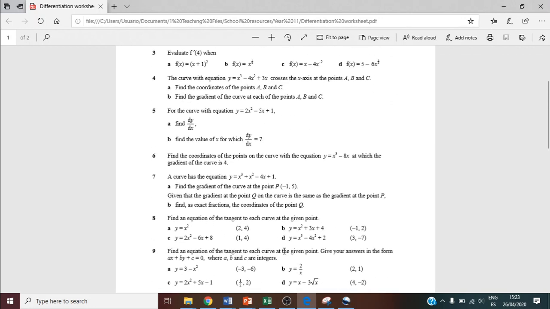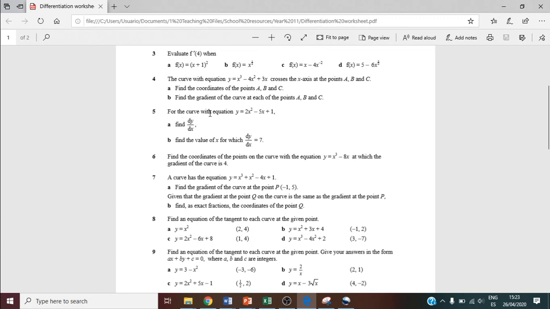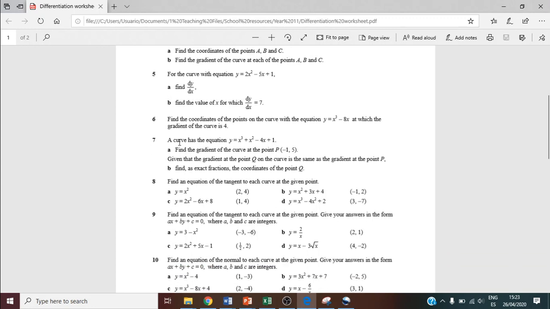So just have a quick look through these. For the curve with the equation, this, find dy dx. Okay, differentiate. We've already explained. And B, find the value of x where dy dx is equal to 7. Okay, so pretty straightforward, just like the inspiration for today's work. We'll differentiate this, we'll set that formula equal to 7, and then we'll work out what x is. Question 6, find the coordinates of the point on the curve with the equation this, at which the gradient of the curve is 4.